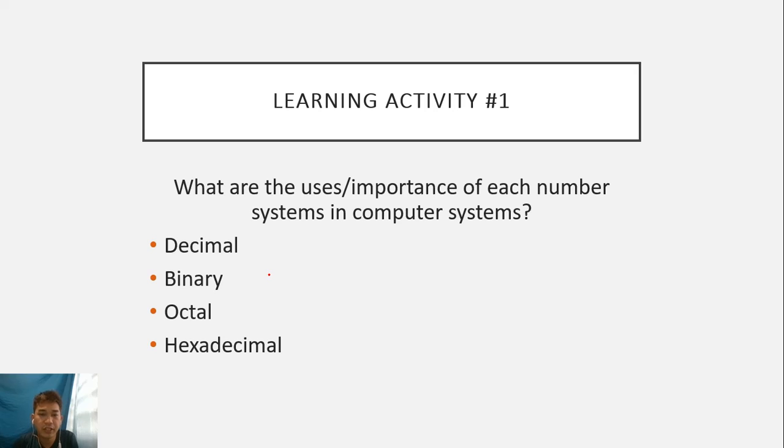Okay, so for your learning activity, you are just going to answer this. What are the uses or importance of each number systems in computer systems? So that includes the decimal, binary, octal, and hexadecimal. So that ends for your part 1, and for the next discussion, it is about the number system conversion.